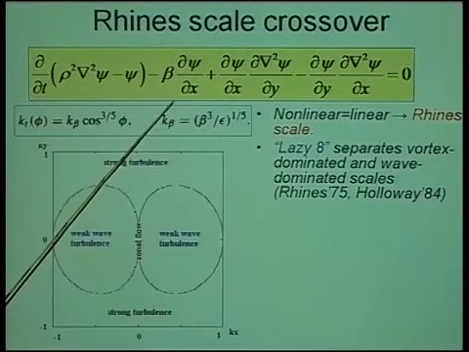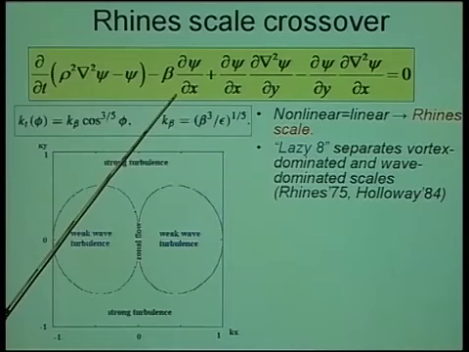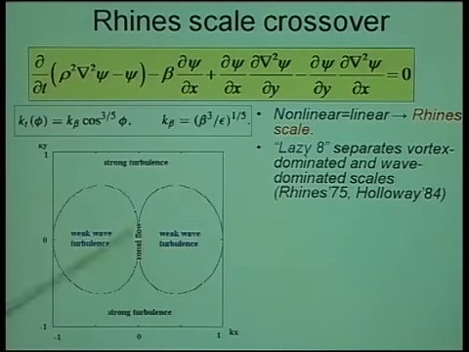If you now take into account that the system is anisotropic, so kx and ky are different, in k space you're going to have these two lobes, called the lazy 8 or sometimes the dumbbell figure. Outside of that, we have strong turbulence, where beta can be ignored. Inside of that will be weak turbulence, so linear terms will dominate over nonlinear ones. And the zonal scale will be here.